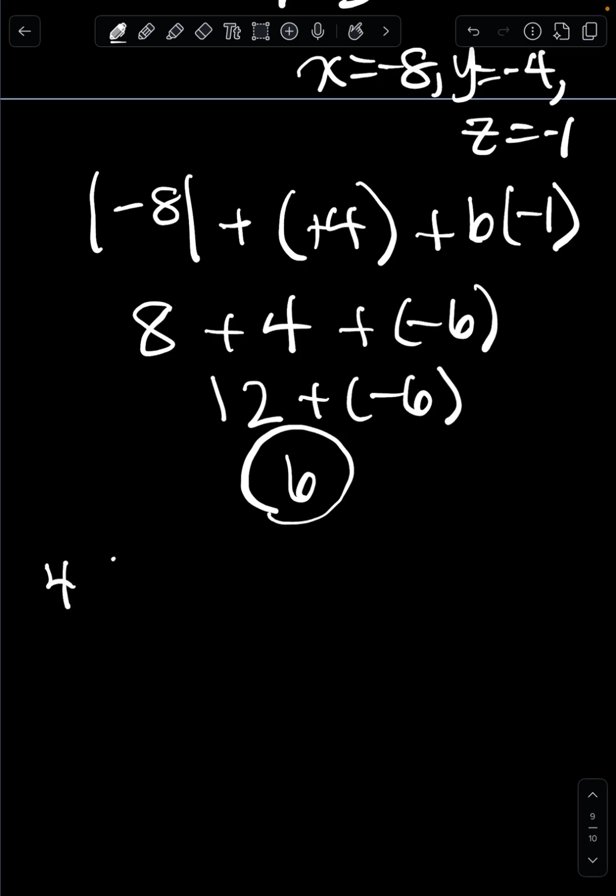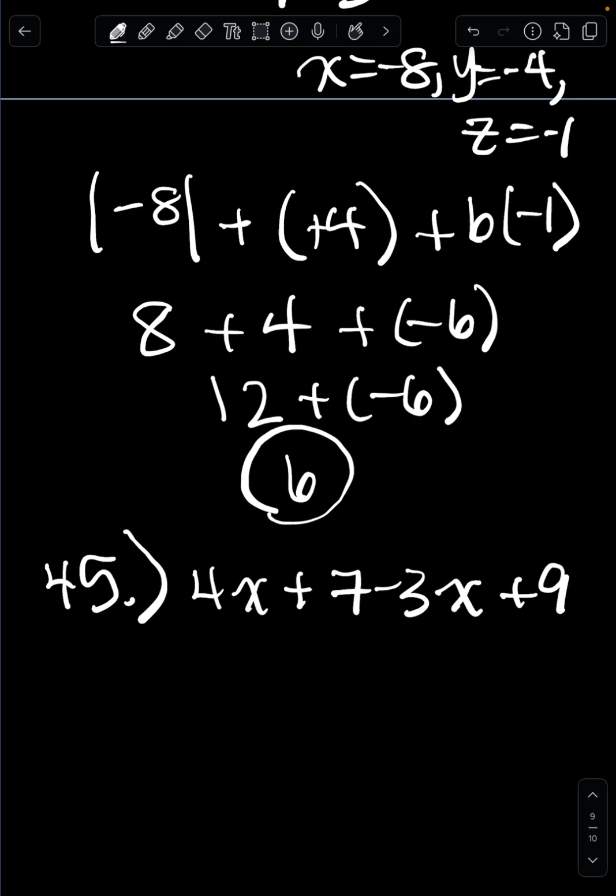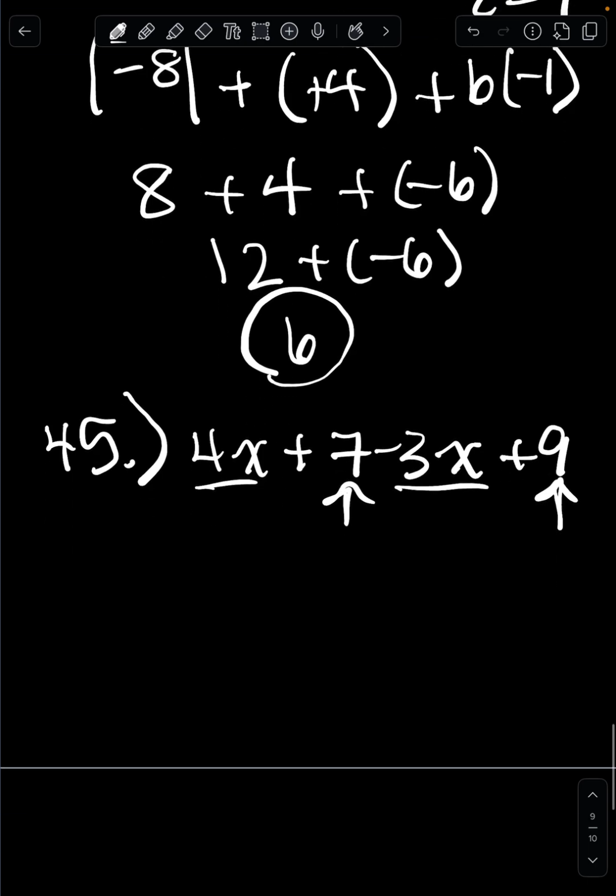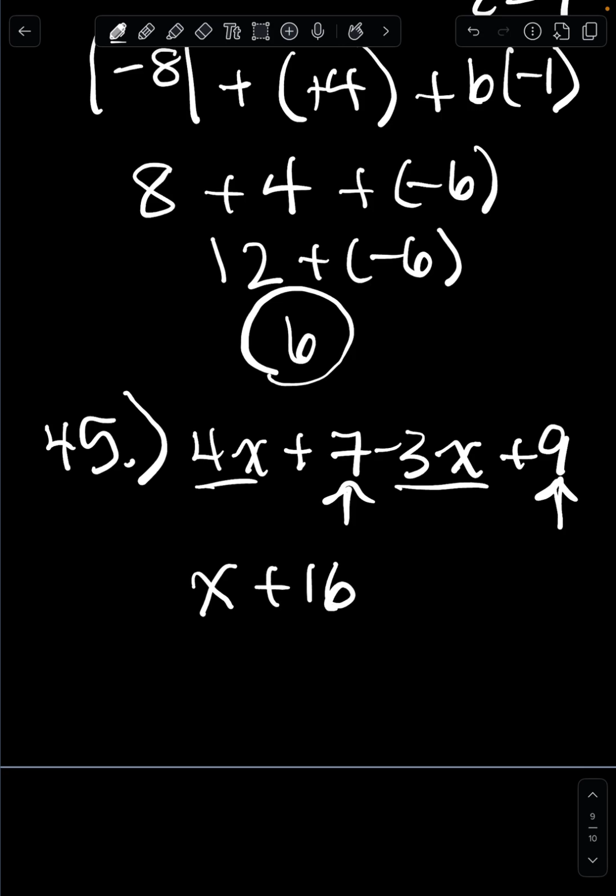Number 45. Simplify the expression 4x plus 7 minus 3x plus 9. So we're looking for like terms, which have the same variable and same exponent, or constants. So I've got a 4x minus a 3x. That's just an x. I've got 7 plus 9, 16.